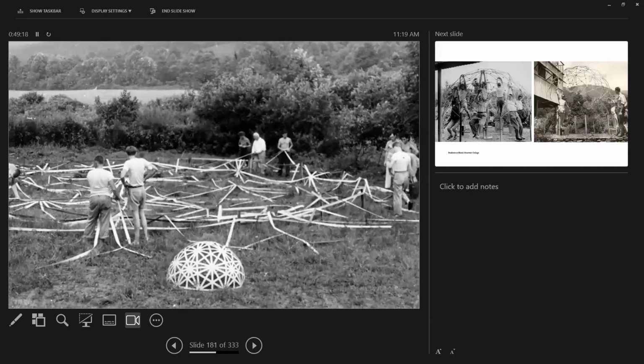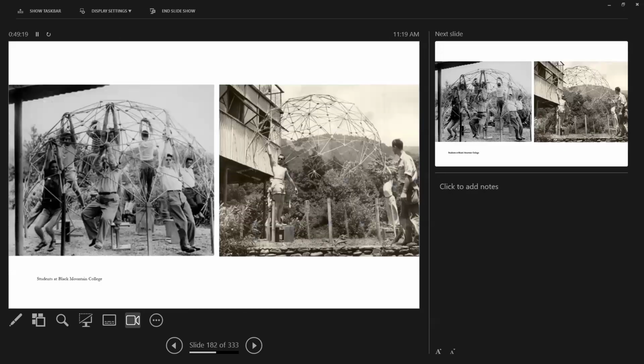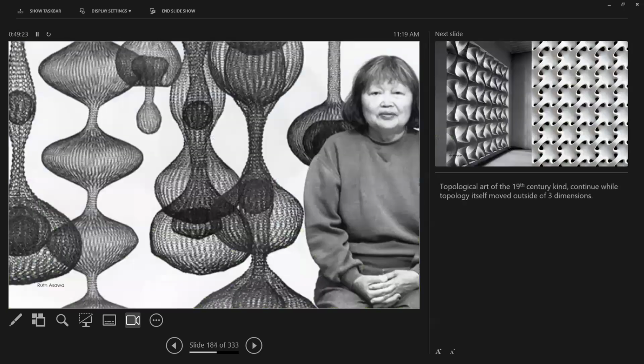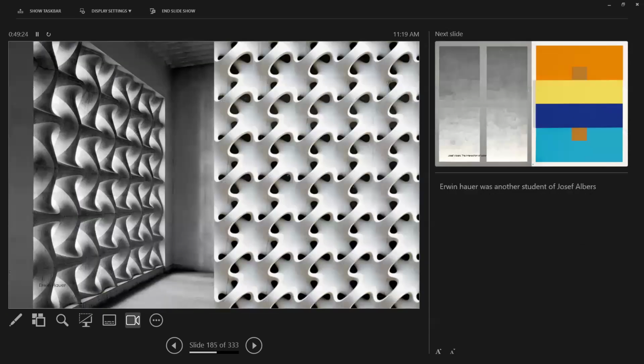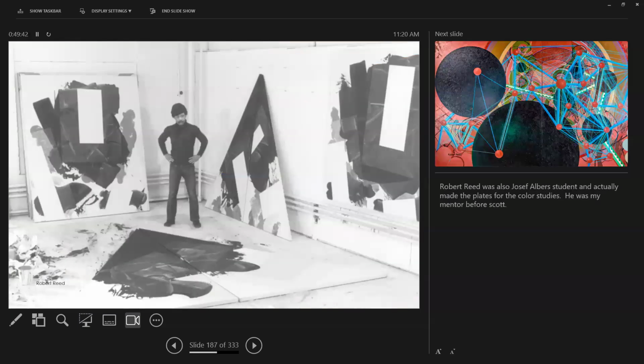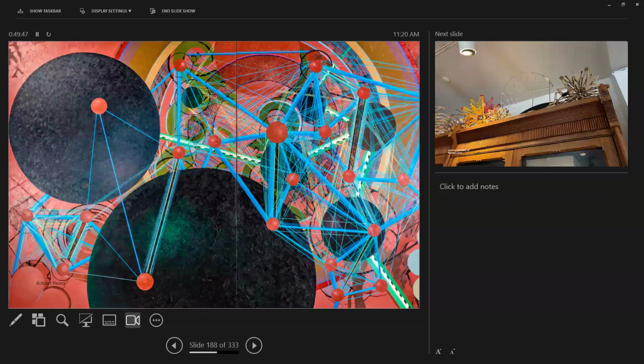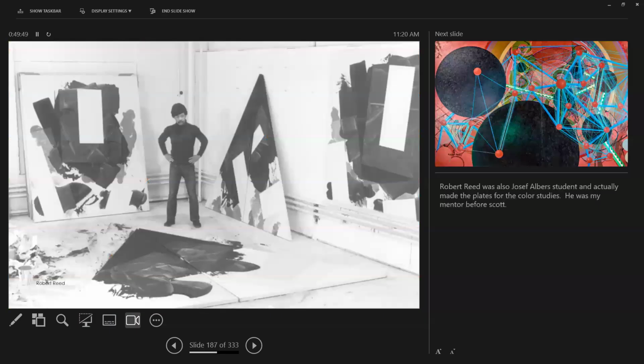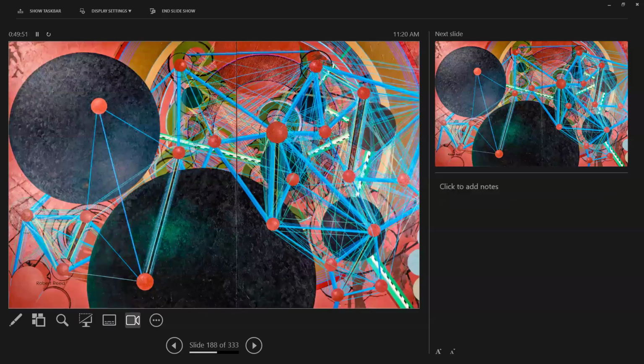Many crazy things came out of there, like the Fuller Domes, and like Ruth Asawa, and Erwin Hauer was another student of Joseph Albers. Joseph Albers, by the way, also wrote the book on color. This is unrelated to models, but he wrote the most famous book called The Interaction of Color. And the person that painted all the plates in The Interaction of Color is my mentor, Robert Reed, before Scott, who did all these wild paintings. So the greatest American art educator died a few years ago.